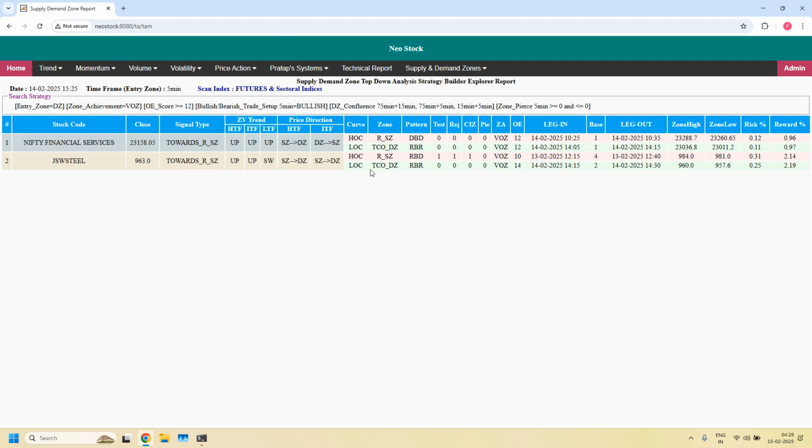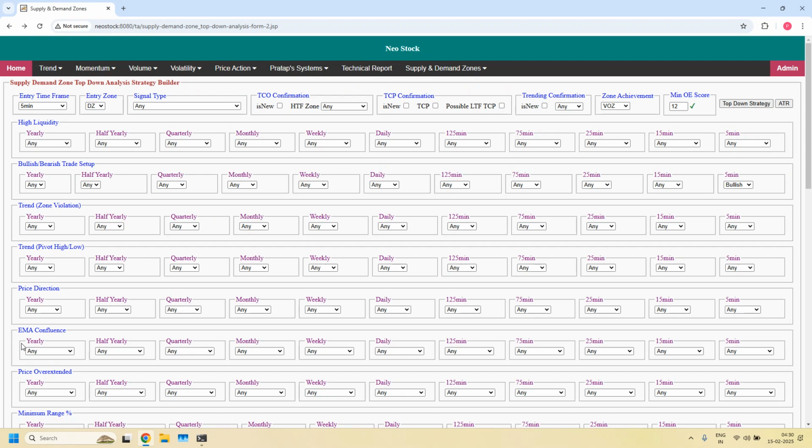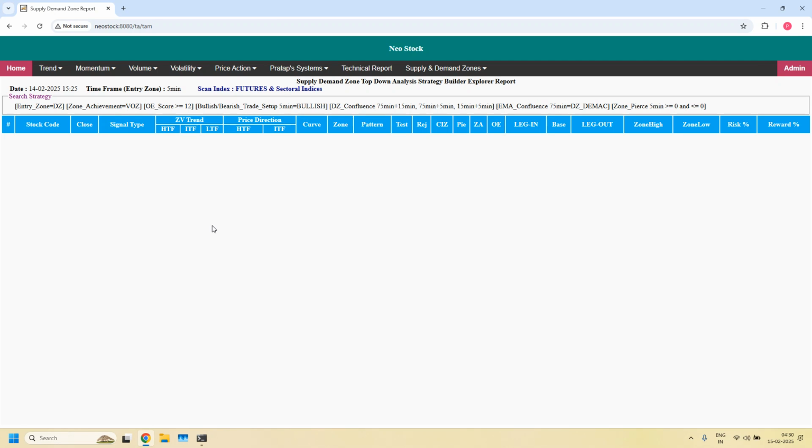In these 2 stocks, these 5 minute zones overlapped with 15, both together overlapped with 75 minutes zone. And 75 minutes trend is up in both the stocks. Let's check if any of these 75 minutes zone is having daily EMA confluence or not. At 75, I am checking demand zone with daily EMA, 75 minutes demand zone. With this filter, because both are uptrend, none of them are filtered. So this is bullish trade setup for daily income trade. Next, bearish trade setup for daily income trade.